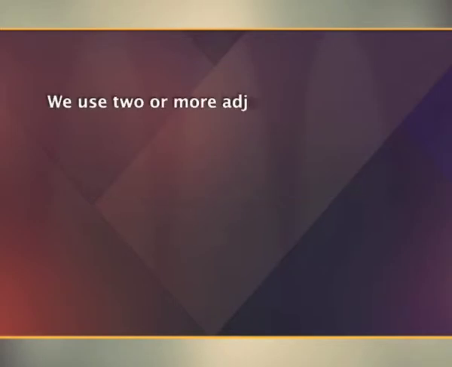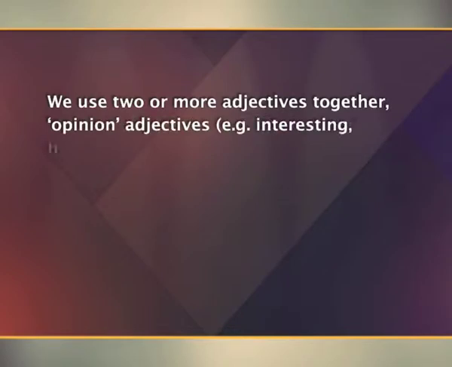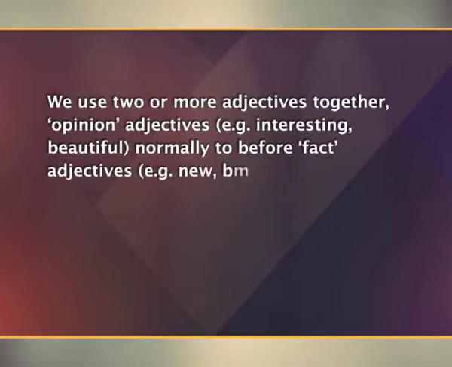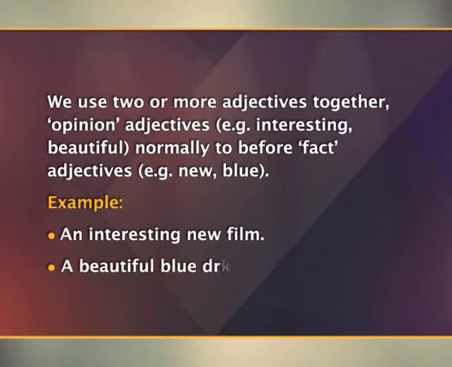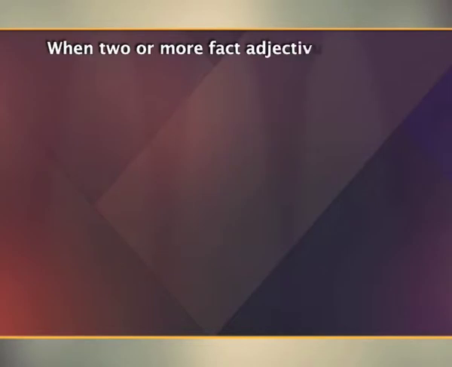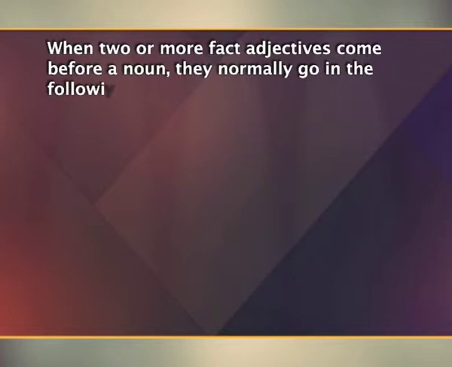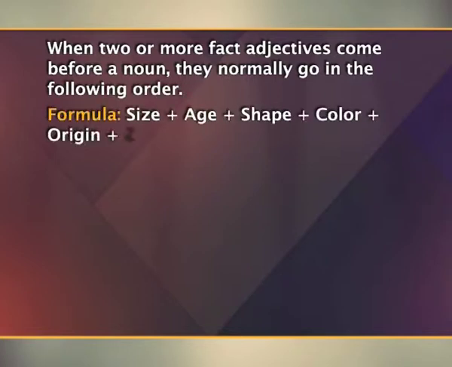We use two or more adjectives together. Opinion adjectives, for example interesting, beautiful, normally go before fact adjectives, for example new, blue. Example: an interesting new film, a beautiful blue dress. When two or more fact adjectives come before a noun, they normally go in the following order. Formula: size plus age plus shape plus color plus origin plus material plus purpose plus noun.